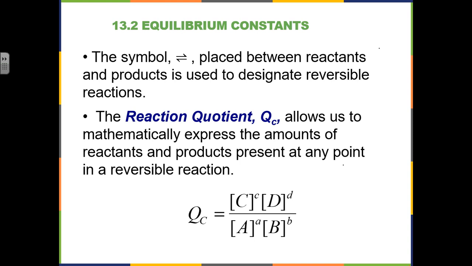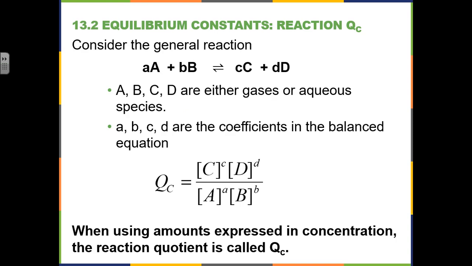Now, in this case, we're assuming that C and D represent our products, and we're assuming that A and B represent our reactants. And when we're saying that, we're saying the things on the right are what's going on the top, and the things on the left are what's going on the bottom of a reaction.